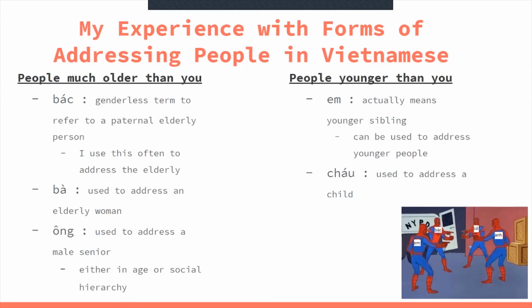Now, to address people who are younger than me, I would call them em, which actually means younger sibling, and the other way would be chau. This is used to address a child.